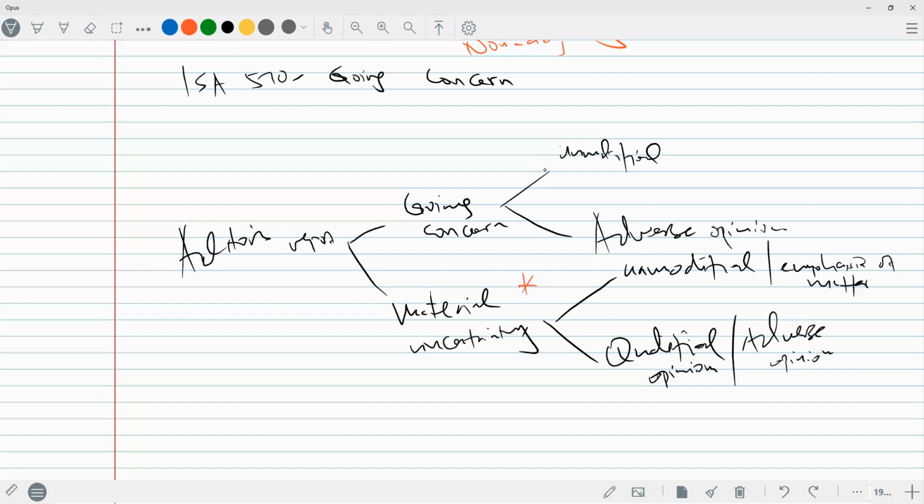So don't mix them up, because sometimes the examiner is going to ask you, in the following scenario, what opinion can you issue as an auditor? I think that is it. Any question?